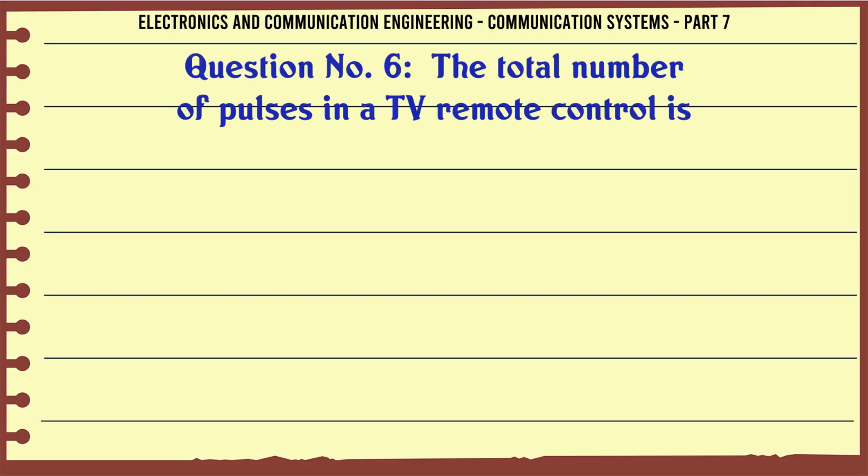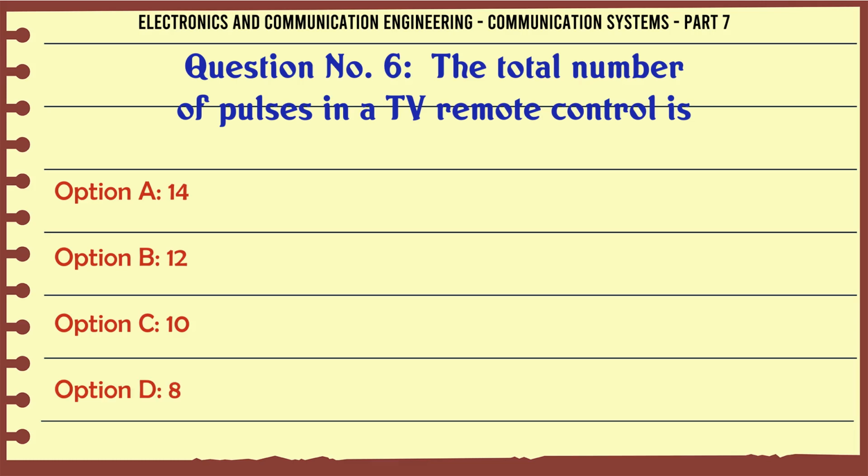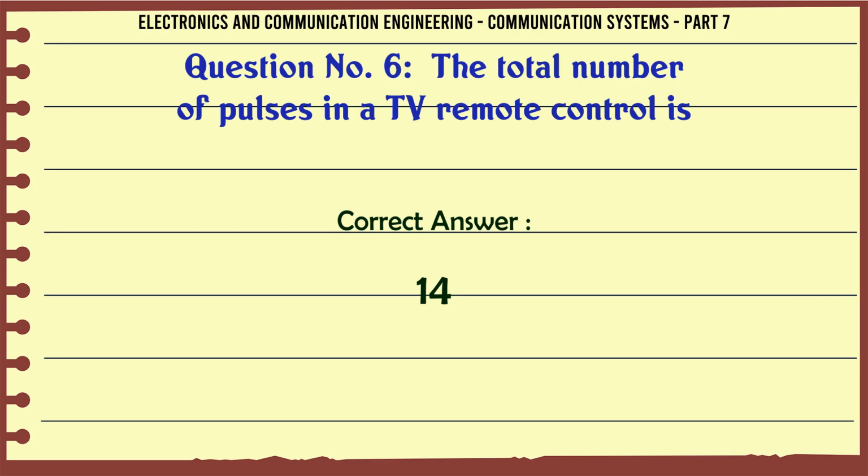The total number of pulses in a TV remote control is A, 14, B, 12, C, 10, D, 8. The correct answer is 14.